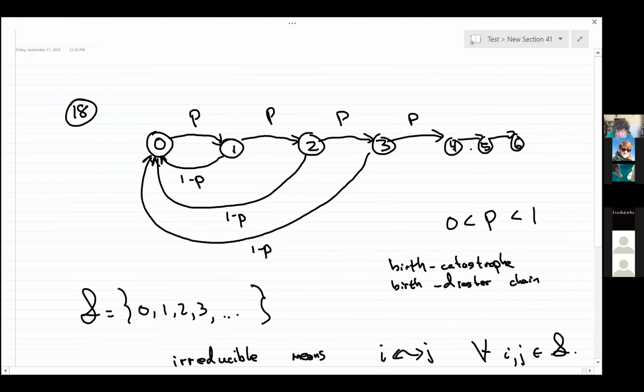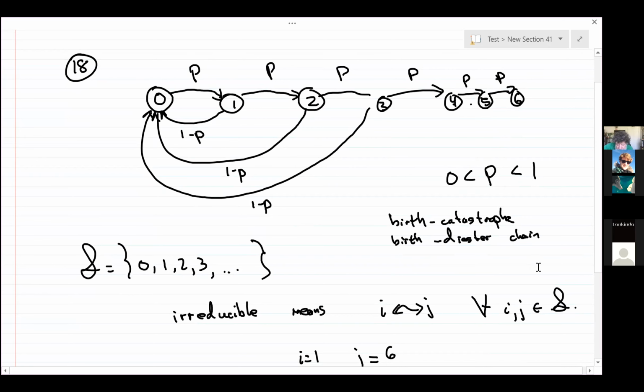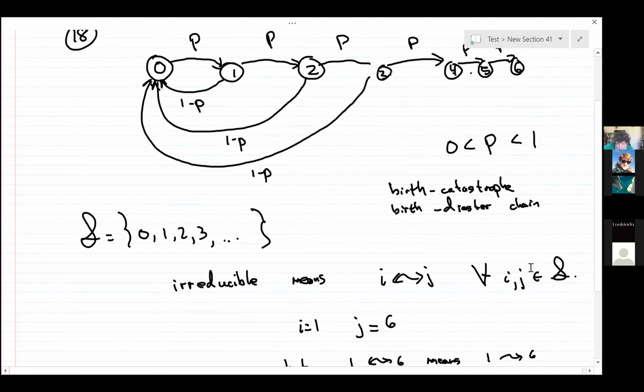And it's clear that if you want to go from 1 to 6, you could just go up by 1 step at a time. So there is a positive way to get from 1 to 6. A positive way meaning there's a positive probability, which is p to the 5th. Is that right? 1, 2, 3, 4, 5. Yeah, p to the 5th. So it's pretty clear there'd be a positive way of going from 1 to 6.